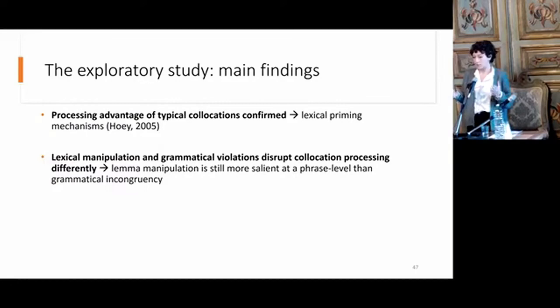Lexical manipulation and grammatical violation disrupt collocation processing, but in a different way. As we saw earlier, lexical manipulation affects the processing of collocations both in terms of number of fixations and reading times. On the contrary, grammatical violation did not increase reading times of the modified collocations. This suggests that readers noticed the grammatical error between the two elements of the collocations, but they were able to recover quickly from the grammatical mismatch. On the contrary, lemma manipulation turned out to be more salient at the phrase level than grammatical incongruency.